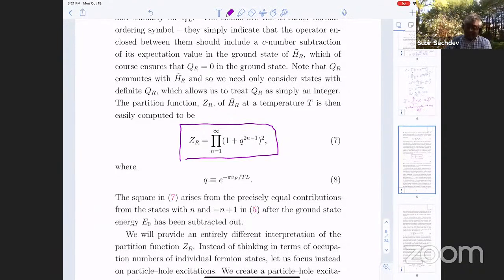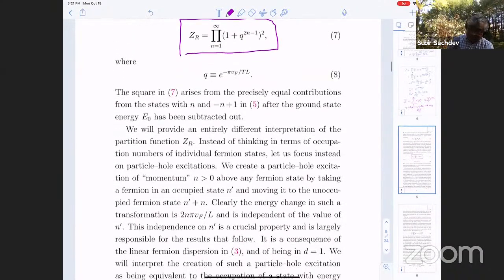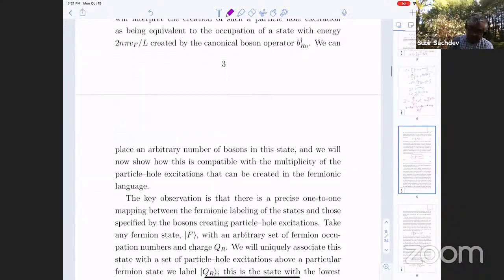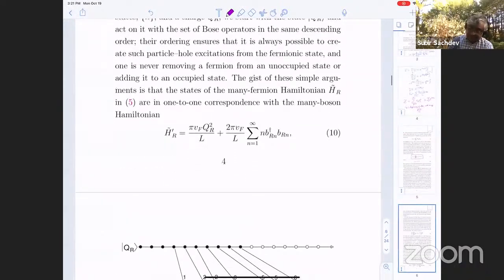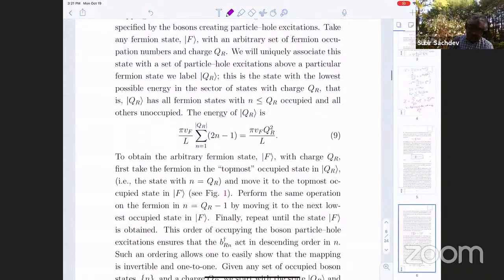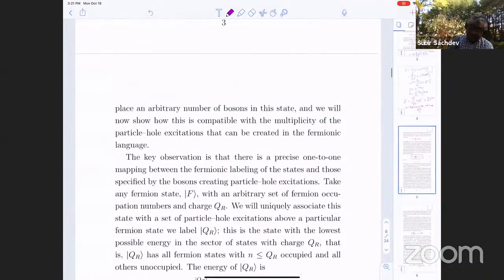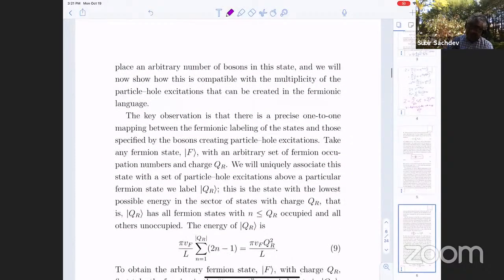Okay, all right, so now I'm going to take a Bose gas, but not the usual Bose gas that we saw. We're going to take a relativistic Bose gas. And I'm going to argue that the relativistic Bose gas has the same energy levels and the same degeneracies as the relativistic Fermi gas. So let's do that.